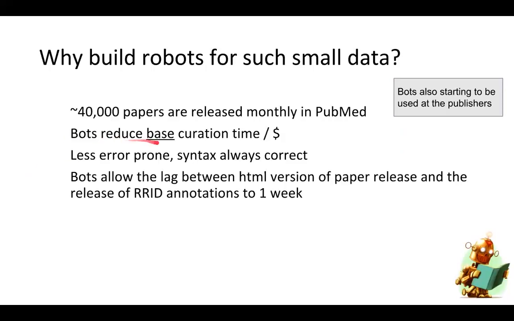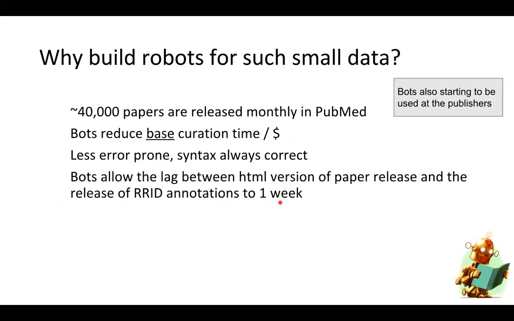Bots are great because they actually reduce a lot of the curation time, and time is always money. They are also much less error prone. The syntax of what comes out is always correct. And they do basically allow the lag between the HTML version release of the paper and the release of the RRID annotation data to be about 1 week.